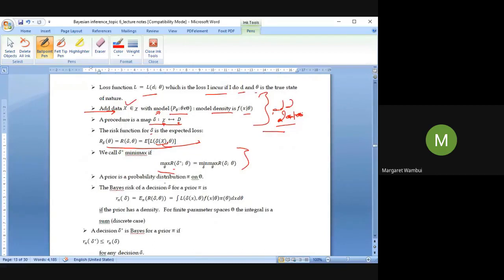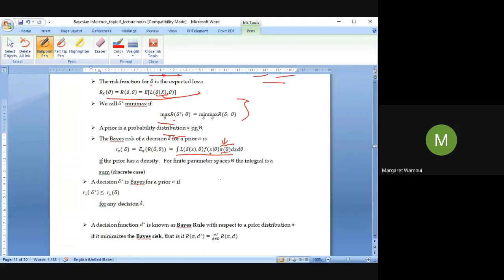So a prior is a probability distribution. This remains. This one does not change, just like the other case. Now, the Bayes risk of a decision, delta, for a prior is given by this. Now, you see the other one, we did not have this. For the other one with no data, we did not have the prior. But you can now see here, in addition to what we had in the case of no data, we are adding the prior because now we already have the prior information. So if the prior has a density.